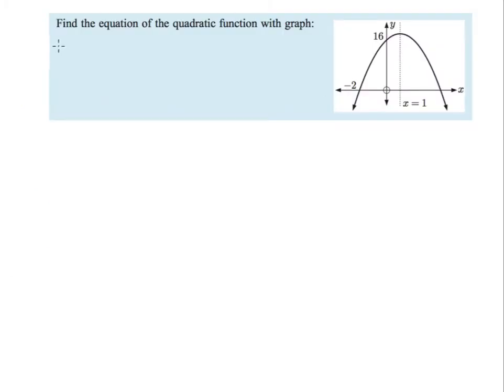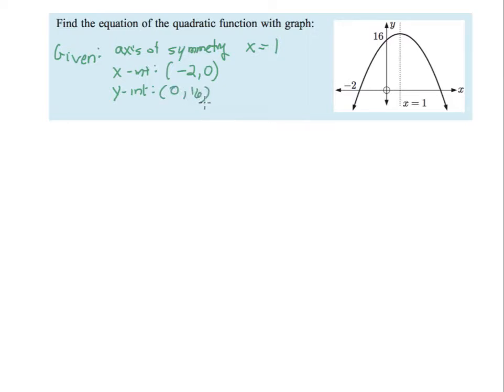Okay, our next example is a little bit different. Let's see what's given here. Oh, we're given the axis of symmetry, which is x equals 1, but not the vertex. We're given one x-intercept, but not the second, and we're given the y-intercept.